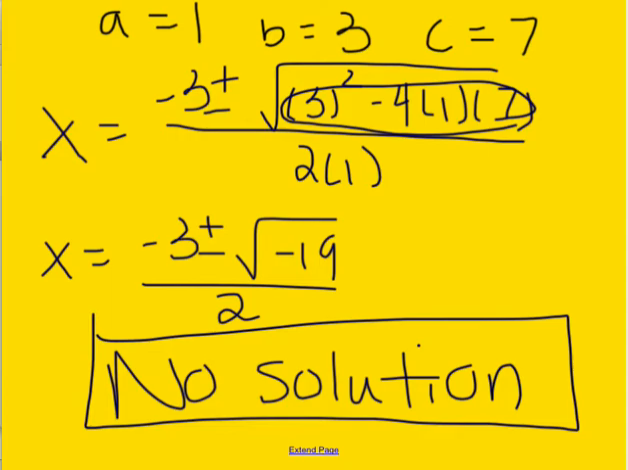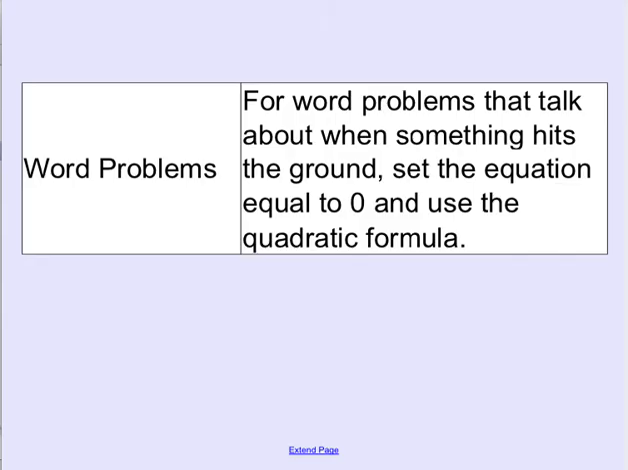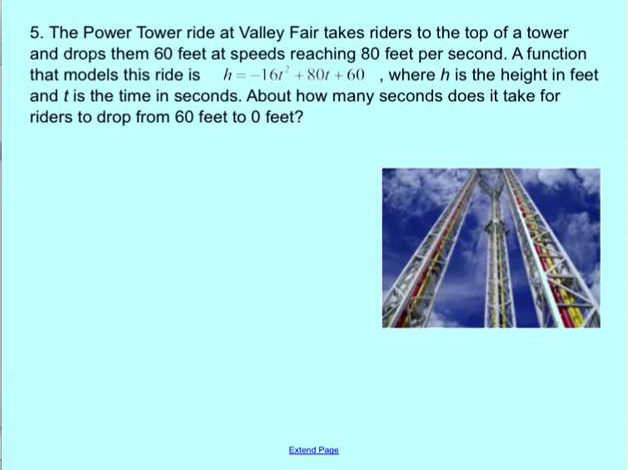Okay, let's take a look at some word problems. When you're doing word problems, when we talk about something hitting the ground, that means that our height is going to be equal to 0. All that means is we're going to take the equation they give us, set it equal to 0, and then use the quadratic formula. So let's take a look at a couple of examples. For this one, the Power Tower ride at Valley Fair takes riders up to the top of a tower and drops them 60 feet at speeds reaching 80 feet per second. It gives us a quadratic that models that situation.